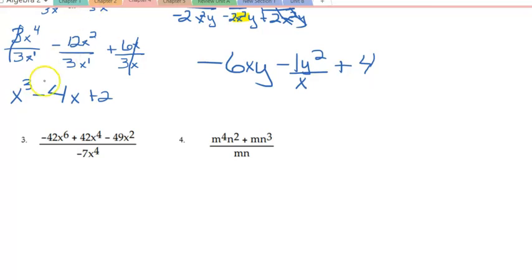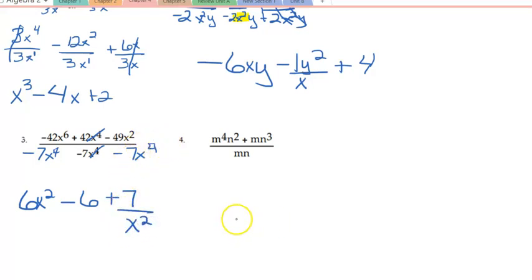Okay, so I'm going to write each one under here as best as I can. -42 divided by -7 is a positive 6. I have 6 x's on top, 4 on the bottom. So that means there's 2 left, and since there was more on top, they stay on top. 42 divided by -7 is a -6. I had 4 x's on top and 4 on the bottom, so they're gone. And then here, those 2 negatives become a positive. 49 divided by 7 is 7. I have 2 x's on top and 4 on the bottom. So when I take away 2, I'm left with 2, but because there's more on the bottom, it stays on the bottom.